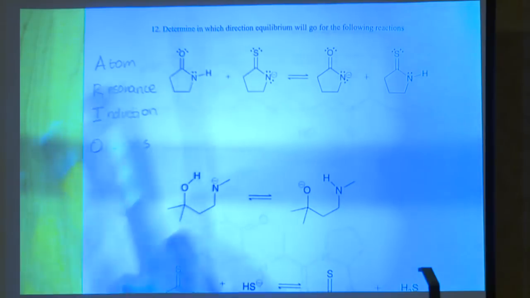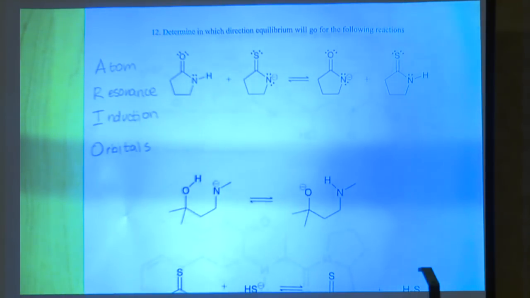Okay. So what does the atom mean? Like what are we looking at when we look at the A part of ARIO? The atom that the H is bonded to. Awesome. So the atom where our acidic proton is bonded, right? So that's what we're looking at there. Resonance, that's kind of self-explanatory. Does it have resonance or not, right? If it has resonance, is it a more stable base or a less stable base? More stable, good. Okay, and induction, what do we look at there?